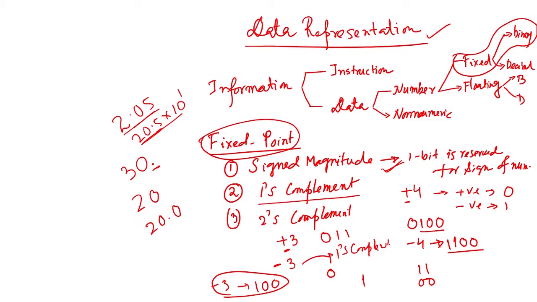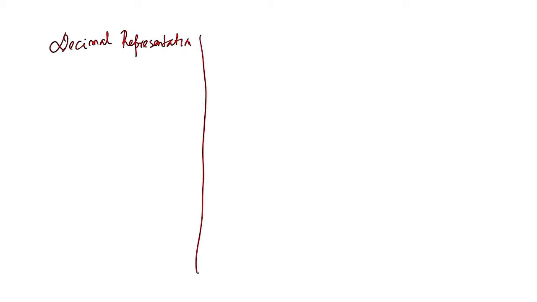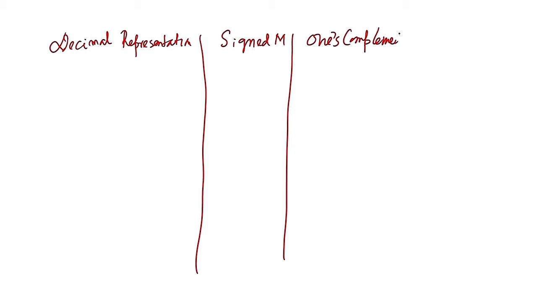Now we will represent the numbers in 1's complement and 2's complement for a few numbers, then it will be clear. So, here we have the representation. Let us say we have the decimal representation, and then we have sign magnitude, and we have 1's complement, and we have 2's complement.